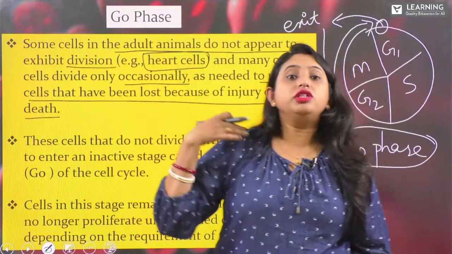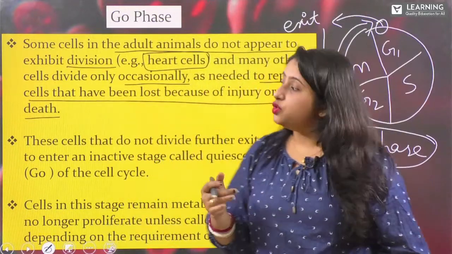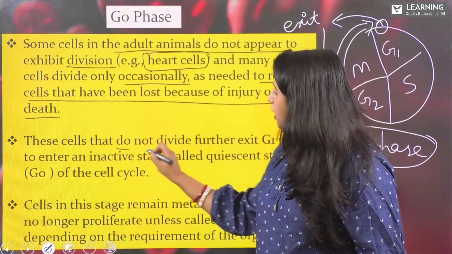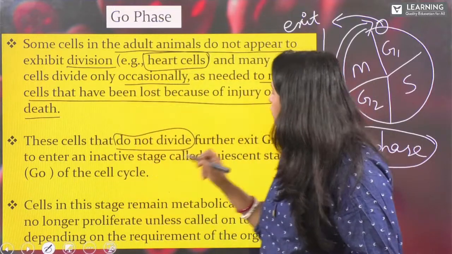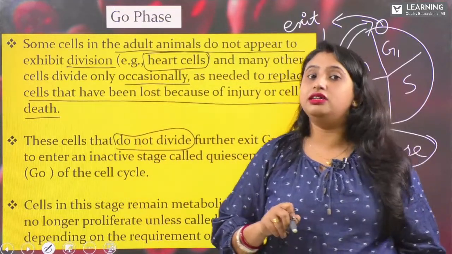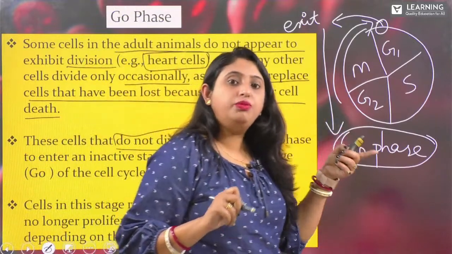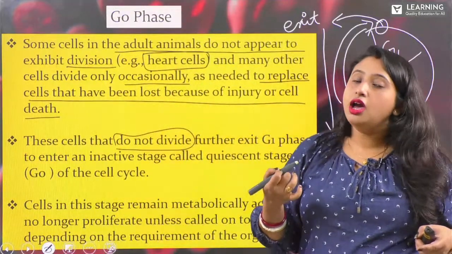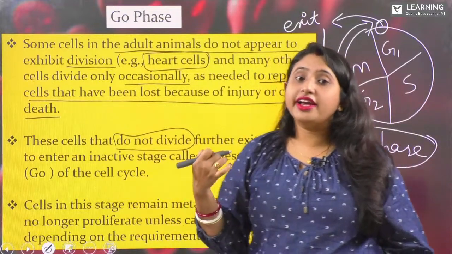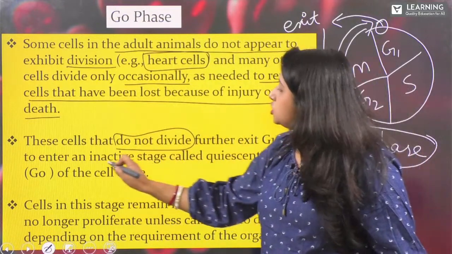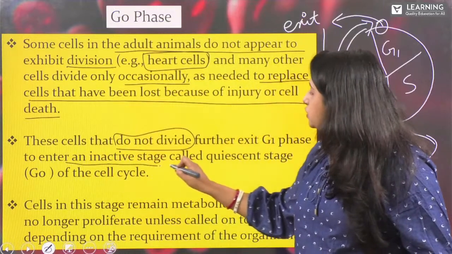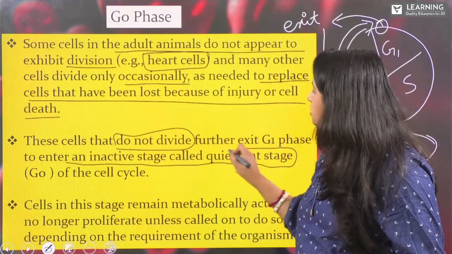So they go to the G0 phase. These cells do not divide. These are the cells which do not divide further and exit the G1 phase. Some of the cells, for example, the injured cells, do not divide and exit the G1 phase. They enter an inactive stage called the quiescent stage.